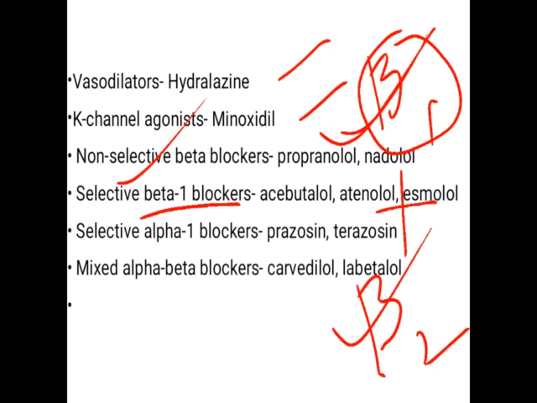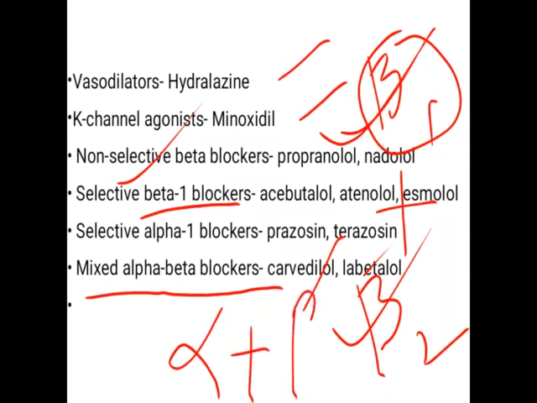So they become non-selective. Now the third part, that is the mixed alpha beta blockers. Carvedilol and labetalol are the drugs which can act as alpha blockers and beta blockers. So they have the activity on both alpha as well as beta. So they are called the mixed alpha beta blockers. So in this way the classification of these sympatholytic drugs takes place.